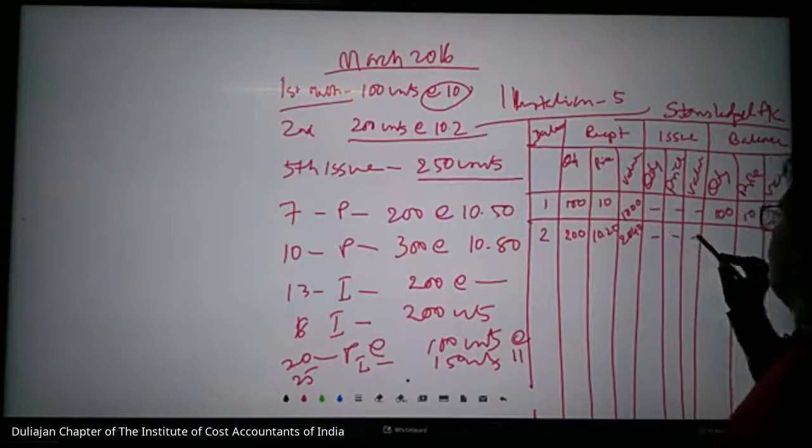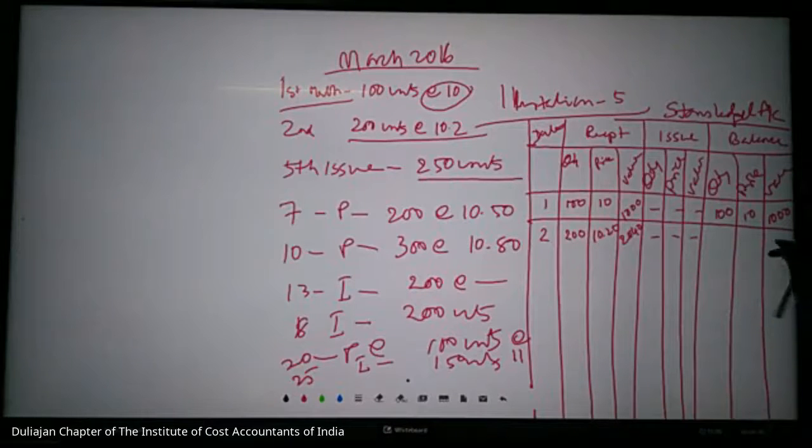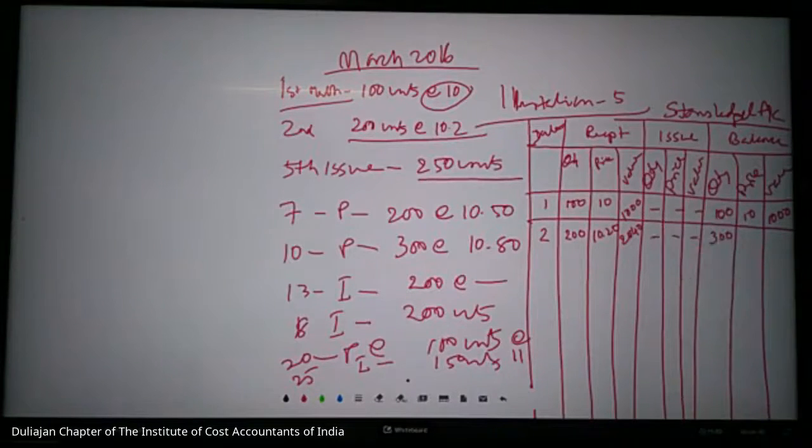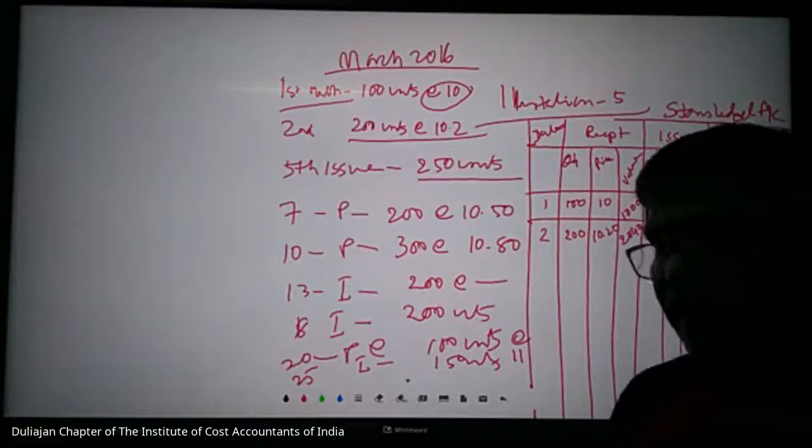There is no issue. Now you see my balance was 100, I received 200, so it becomes 300, and my cost was 1000, I received 2040, it becomes 3040.